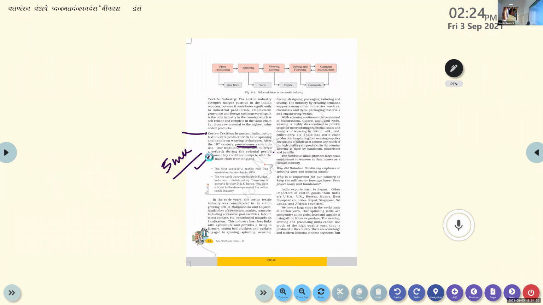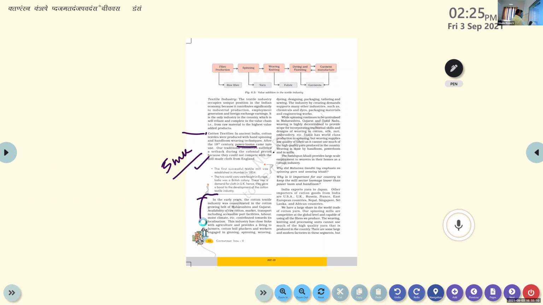In the early years, the cotton textile industry was concentrated in the cotton growing belt of Maharashtra and Gujarat. Underline that. In the early period, the cotton textile industry was basically concentrated in the cotton growing belts of Maharashtra and Gujarat, two states, underline. Availability of raw cotton, market, transport, including accessible port facilities, labor, moist climate, etc., contributed towards its localization.